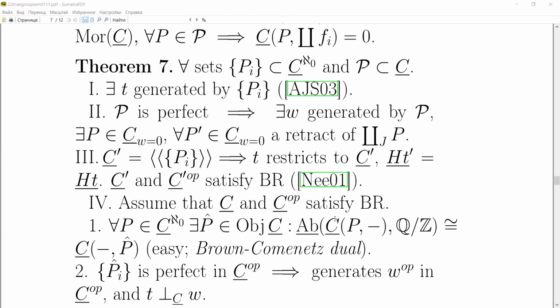Now, some more statements related to compactly generated t-structures. You can actually just assume that C itself is compactly generated by these P_i, because if you are interested in the heart of these t-structures, and you replace C by C prime, it will change the heart. And it's very well known from Neeman's result that if a category is compactly generated, then it satisfies the Brown representability condition, and also the dual to this condition.